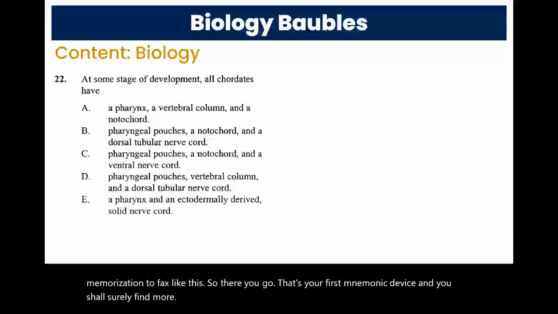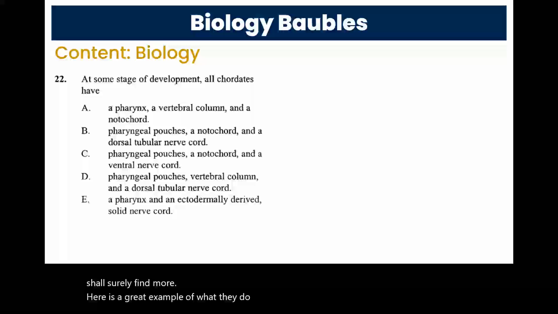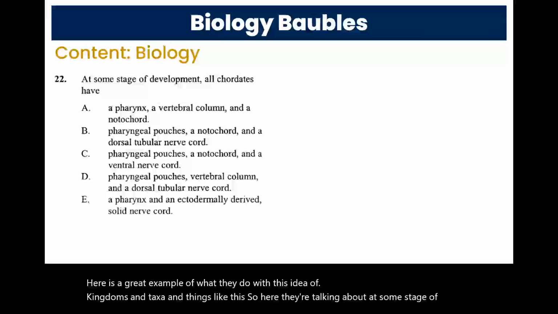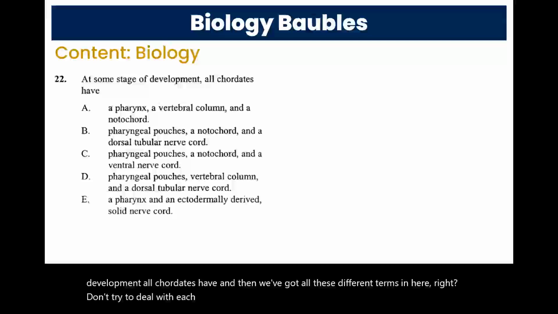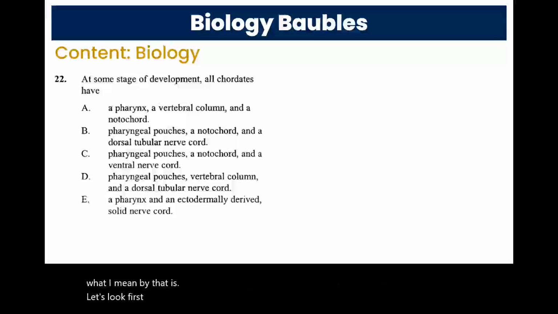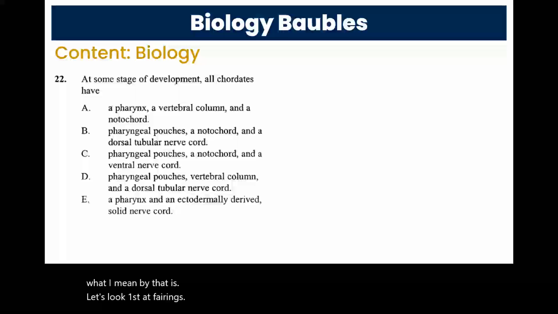Here's a great example of what they do with this idea of kingdoms and taxa and things like this. So here they're talking about at some stage of development, all chordates have, and then they've got all these different terms in here, right? Don't try to deal with each answer alone. Try to deal with each part of the answer alone. So what I mean by that is, let's look first at pharynx. Do all chordates have a pharynx? Is that what being a chordate is?